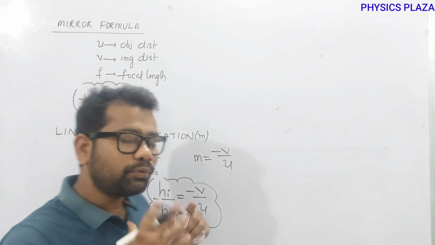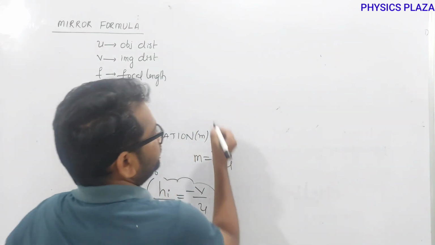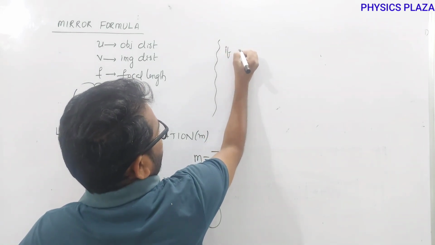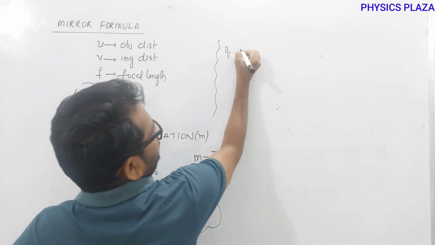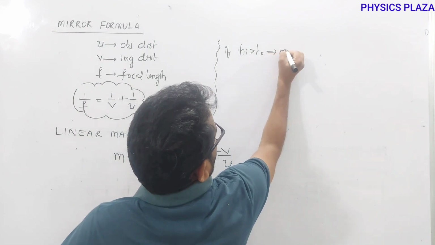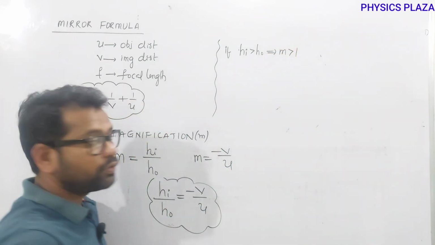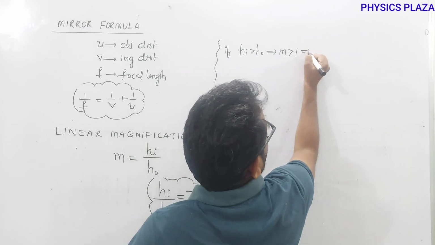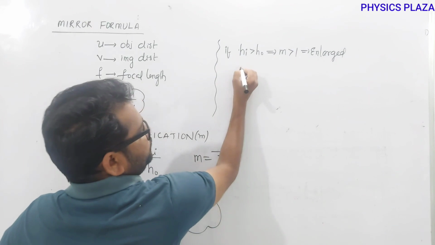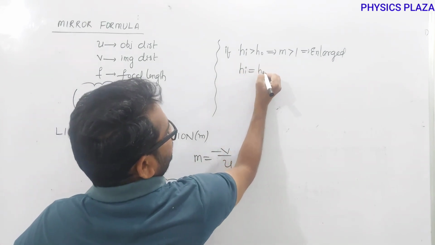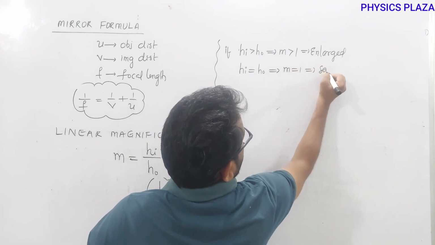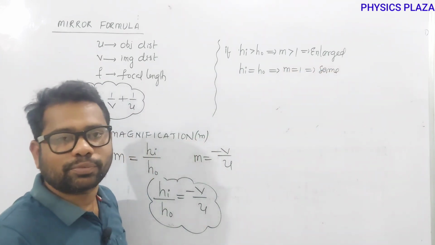Actually, what is the importance of knowing the linear magnification? Children, very, very important. In exam also it can be asked. For example, if image height is greater than the object height, then m is greater than 1, which means it is the enlarged image. If image height is equal to the object height, then m value will be equal to 1, which means a same size image is found.